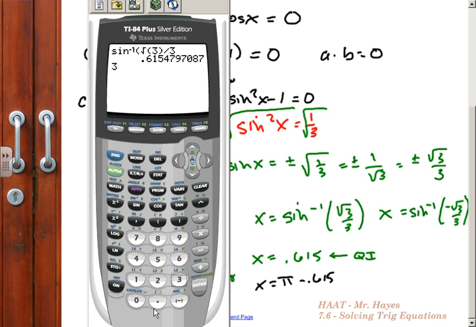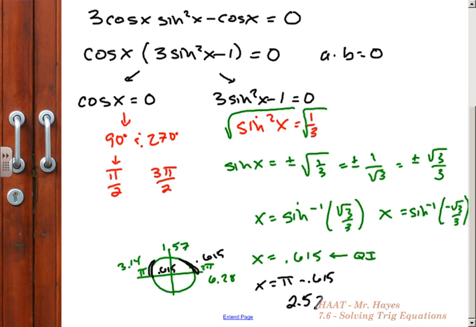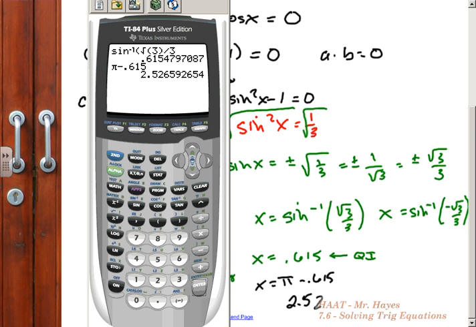So we'll just go ahead and do pi minus 0.615. So the other angle, or the other radian measurement, is going to be 2.527.